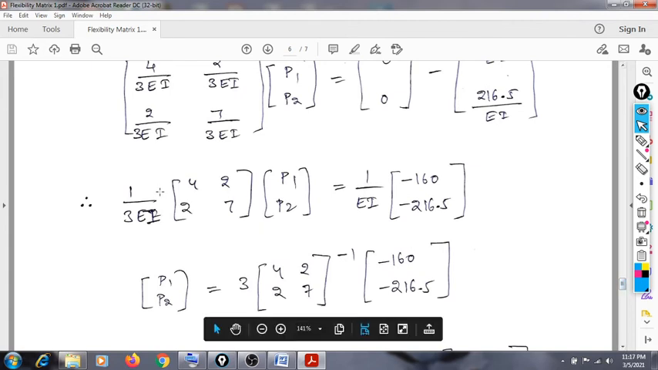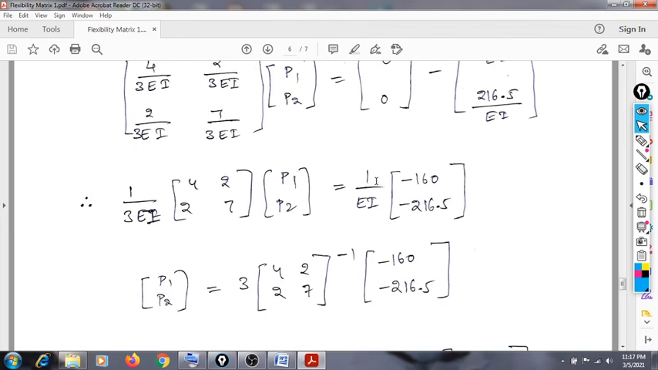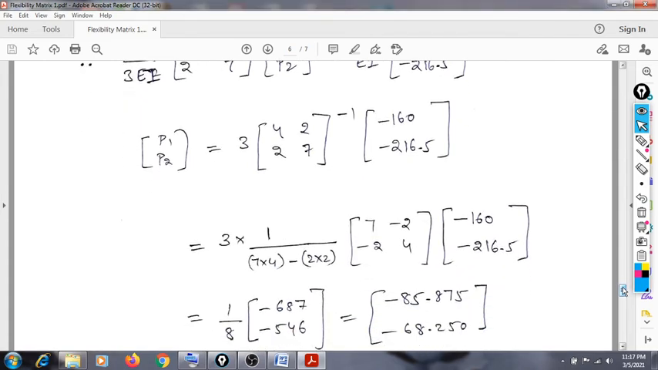Taking 1 by 3 EI common, we get the matrix 4 2 2 7 times P1 and P2, equal to 1 by EI into minus 160 and minus 225. Next, we find P1 and P2. Let's move the LHS to the RHS and take the inverse like this. For the simple mathematical calculation we got this one, so the 3 will be as is here.